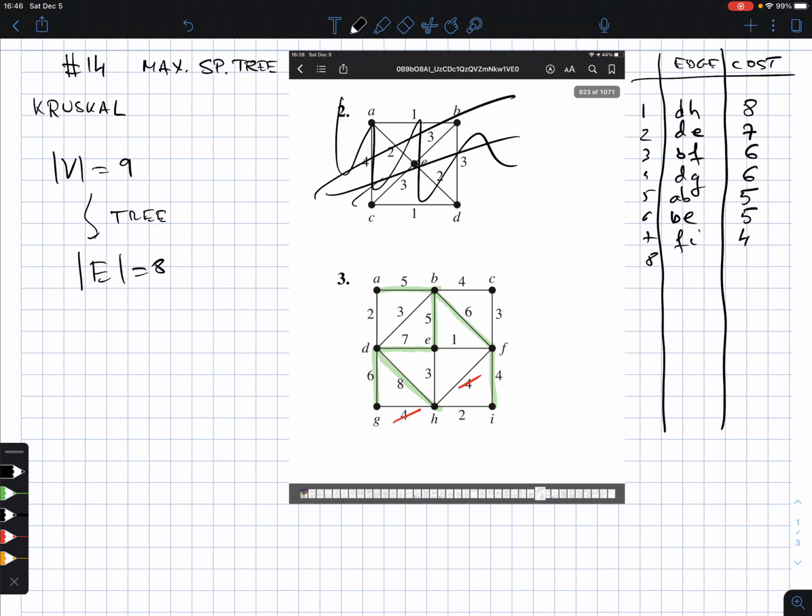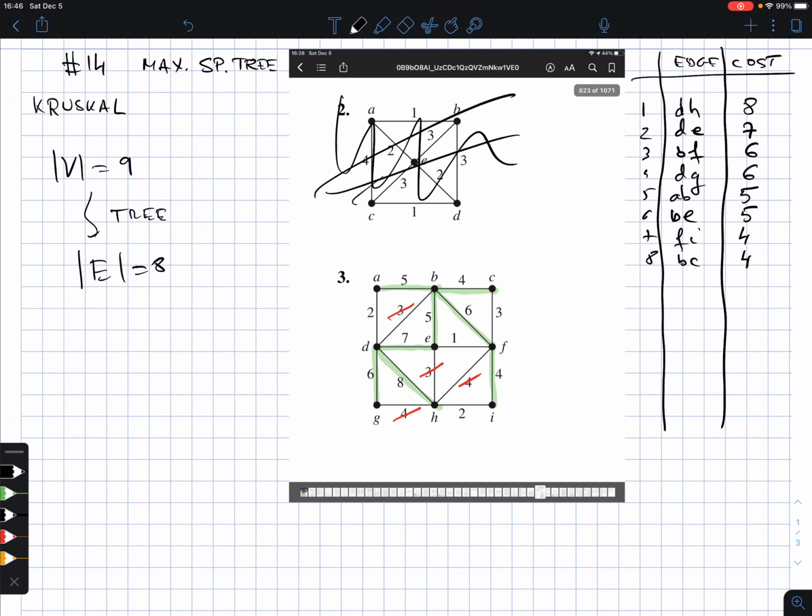FI 4. Now notice we have only one more to choose. There are no 4s left anymore. There are 3s. Can I take a 3? Well, notice that you cannot take this one here because that would create a circuit. Neither can you take this one, but the last one is still available. Oh, there's a 4 still. Oh! I didn't see the top 4. There's a 4 here. That's the one I have to take. I'm sorry. BC. So BC, that is 4.